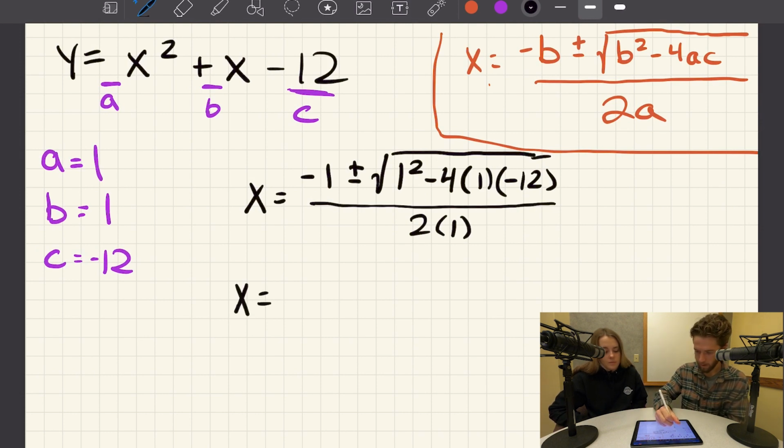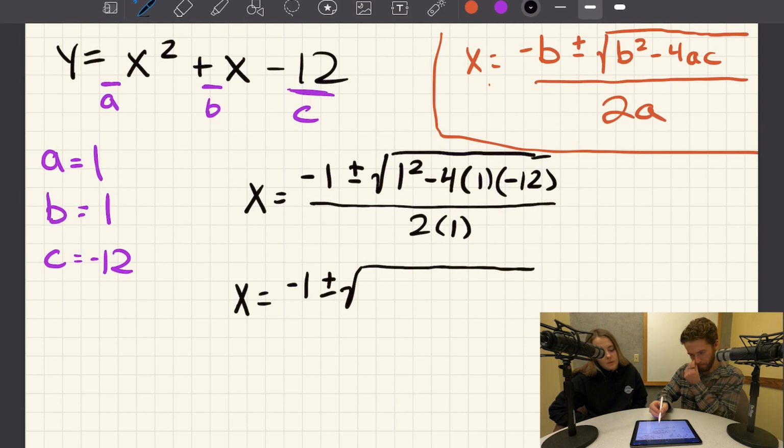So let's do it. x equals negative 1. When I say plus or minus, I'm actually meaning there's going to be 2 answers. One will be a plus, one will be a minus. What's 1 squared? 1, right? What's 1 times 1? 1. All right, here we go. Negative 4 times 1. Negative 4. Yep, and then what's negative 4 times negative 12?